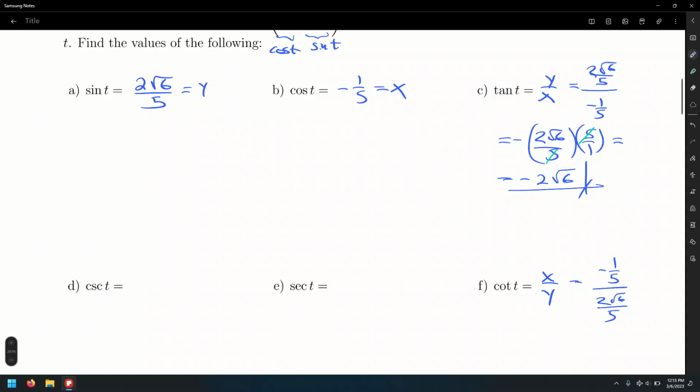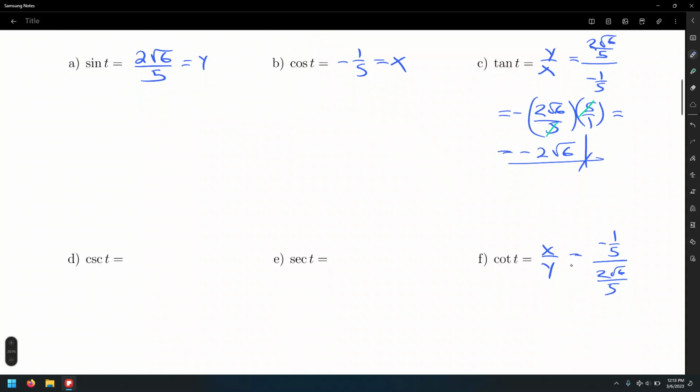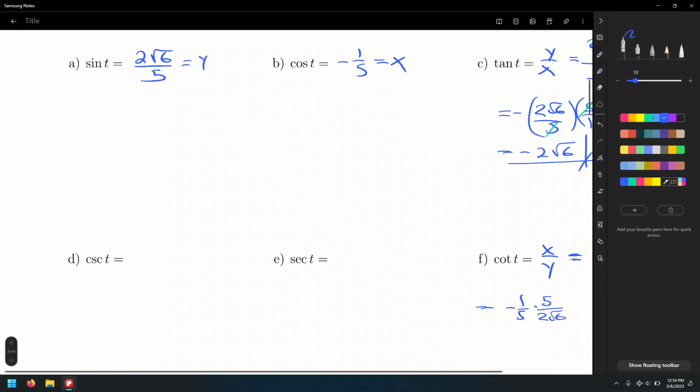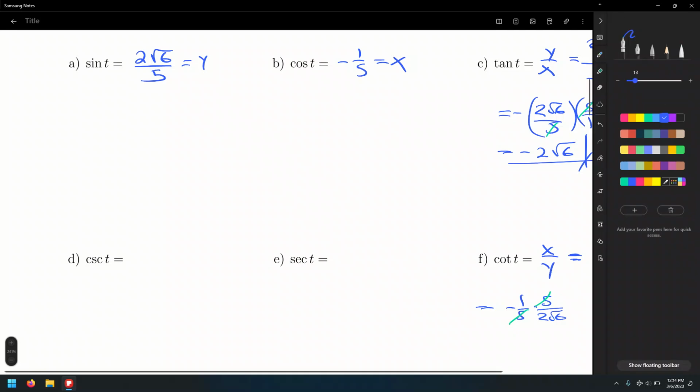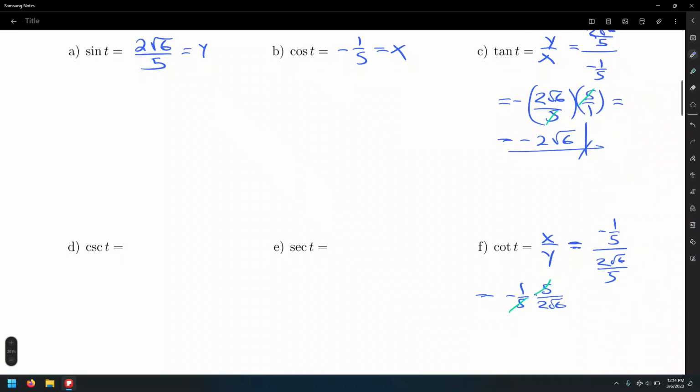Same story as before: dividing by a fraction is the same as multiplying by the reciprocal, which is what I'm going to do here. So that'll be negative 1/5 times 5 over 2 root of 6, and then we can divide out the 5s like this. And then we are left with negative 1 over 2 root of 6, which is essentially our final answer.